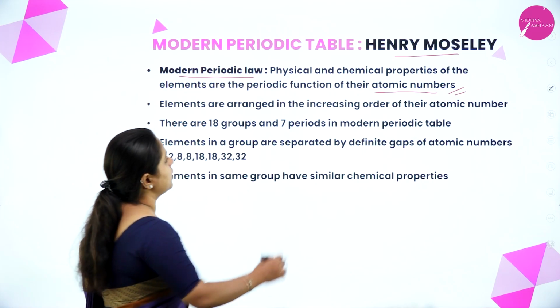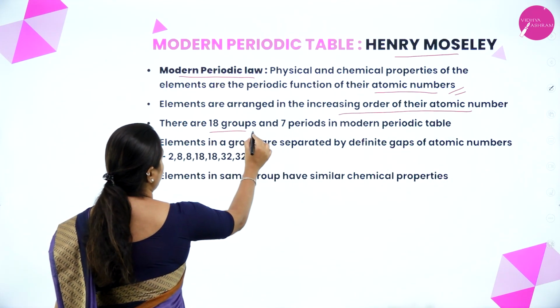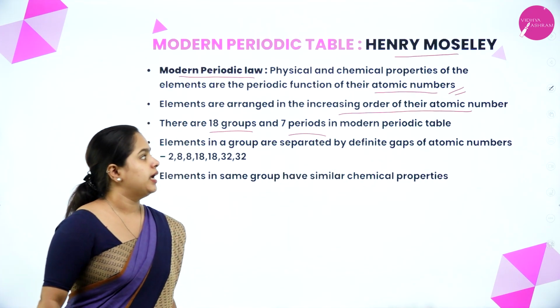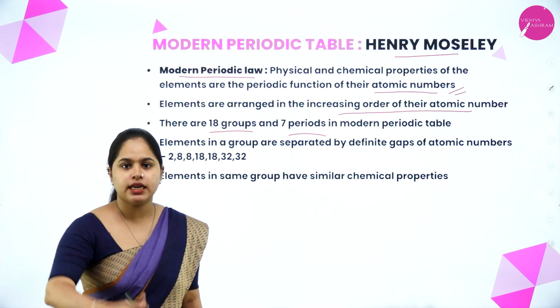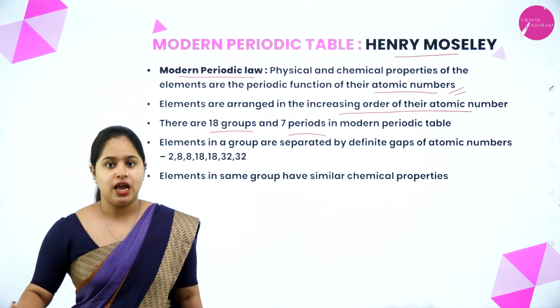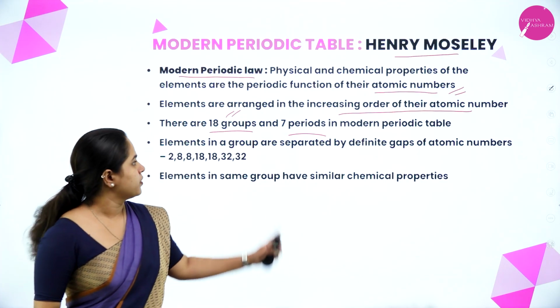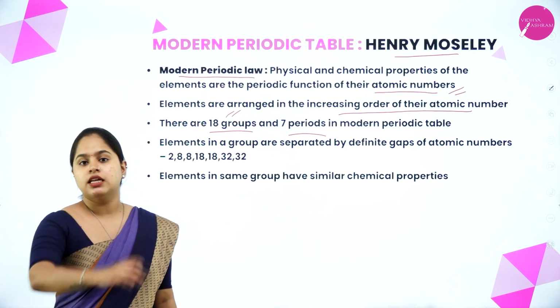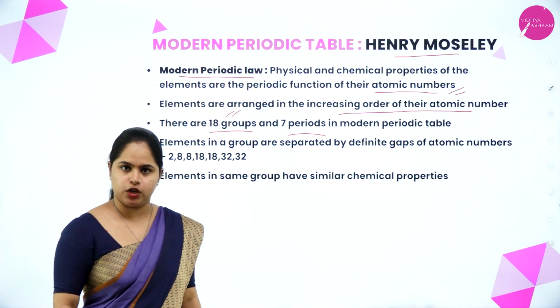Elements are arranged in the increasing order of their atomic number, and there are 18 groups and 7 periods in the modern periodic table. So we know what a group is. It is the vertical rows which are called groups, and there are 18 groups in the modern periodic table and 7 periods. Yes, the horizontal rows are called periods, and there are 7 periods in the modern periodic table.